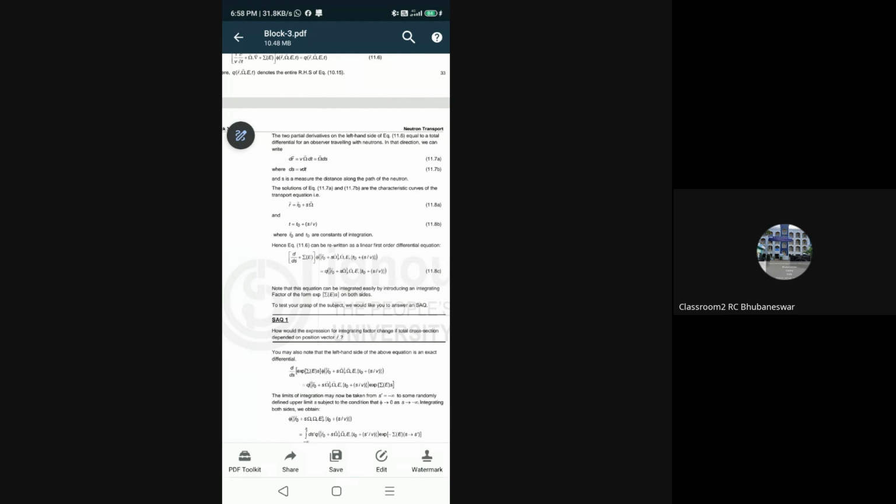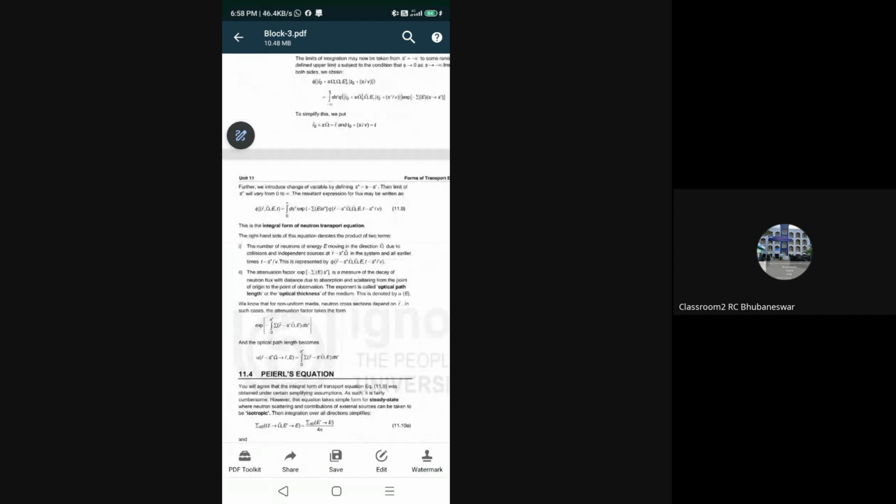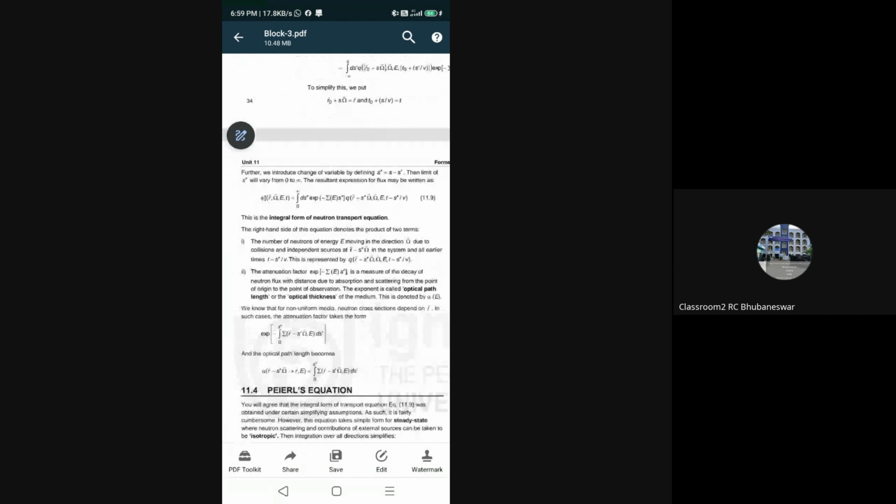This can be solved easily by introducing an integrating factor of the form exponential sigma on both sides. So the integral form of the neutron transport equation is very much important. The number of neutrons of energy E moving in direction omega due to collisions and independent sources at r minus s omega in the system, at all earlier times t minus s double dash by v, is represented by q.